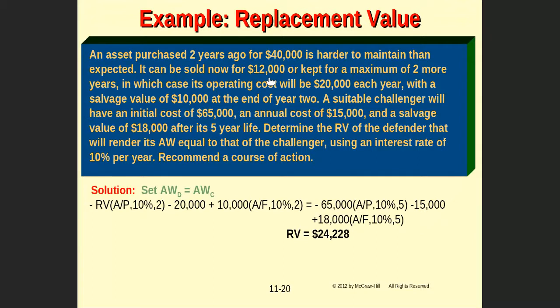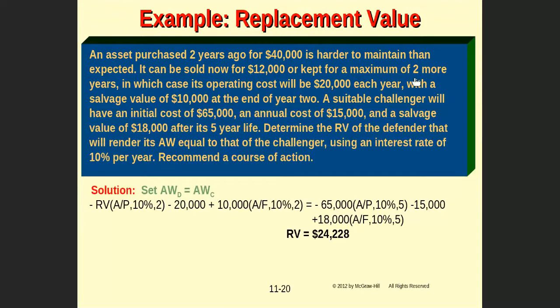So in this case, the 12,000 is if it is going to be sold now, regardless of the challenger cost. So we cannot consider the 12,000 as the RV here, because we don't have the equilibrium between that and the annual worth of the challenger cost. So we consider the annual operating cost, which is the 20,000, and the salvage, which has to be converted to an annual for 2 years. And why is it 2? Because this machine can be kept only for 2 years.